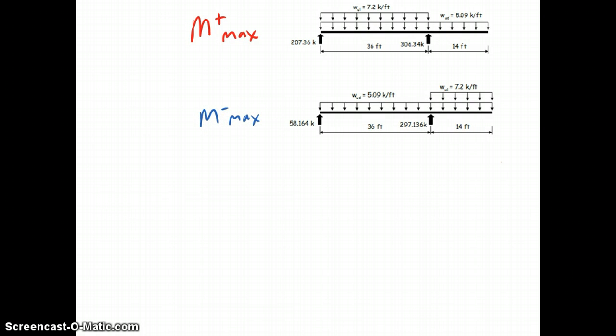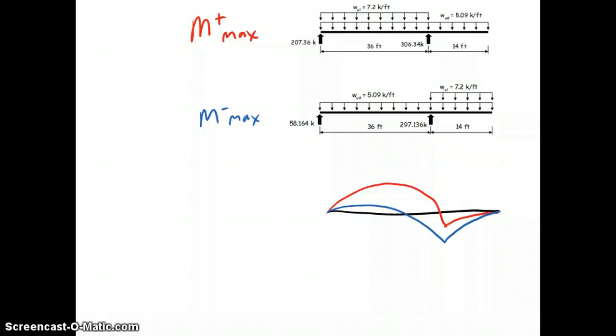So we need to draw our moment envelope. And if we draw our moment diagram, or our Mu curve, for the M positive max condition, we'll get something like this. If we draw the Mu curve for the worst case negative moment, we'll get something like this. Those two together will give us the moment envelope for the beam and will allow us to start designing rebar.